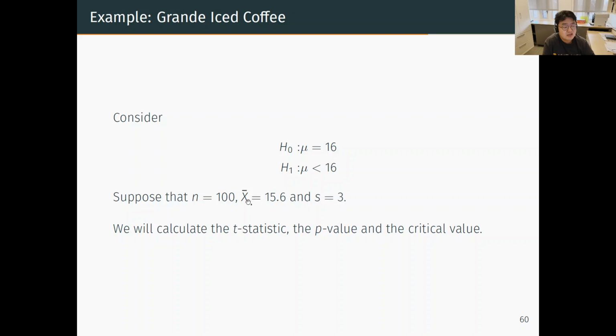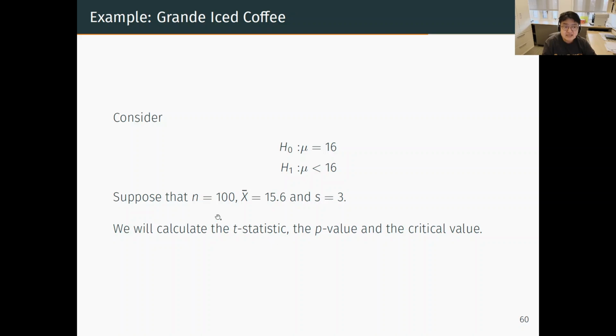and we found that the average of 100 grande coffees was a little short of 16 ounces, so 15.6 ounces, and the standard deviation is 3, right? This 0.4 ounce lower than what it's supposed to be could be simple random error, like measurement error, or could be a serious problem, like cheating, right?